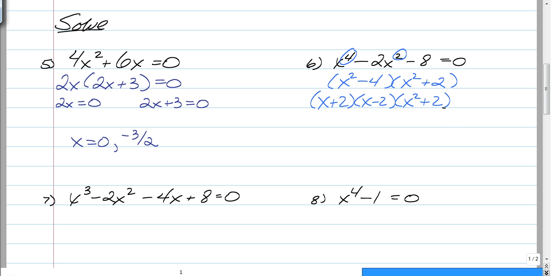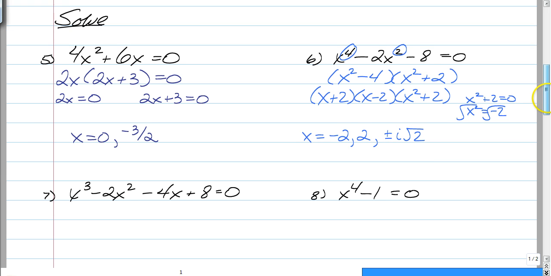So from here, you're just going to set everything equal to 0. And you're going to get x is equal to a negative 2, a positive 2. And with this one, you're going to have plus or minus i root 2. That's because you have x squared plus 2 equals 0, which is x squared is equal to a negative 2. And when you take the square root of both sides, remember you cannot take the square root of a negative, or we can call it an imaginary number. So that's how you do number 6.